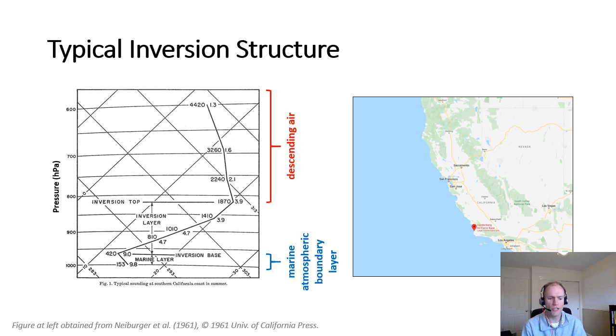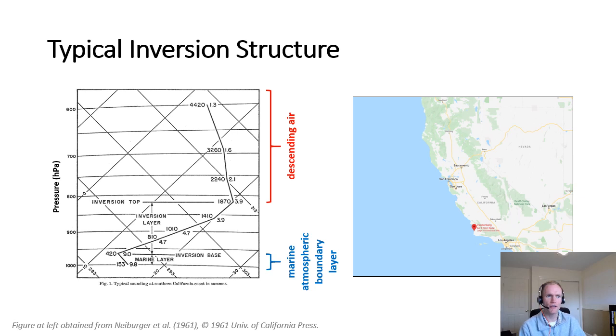And the numbers are the height, the left one, going from 153 to 420, 810, all the way up to 4420. And then the right one is the mixing ratio value, from 9.8 grams per kilogram to 9, 4.7, all the way up to 1.3 for our uppermost layer here. And there are three distinct layers of note on this sounding. We have a shallow marine atmospheric boundary layer here.